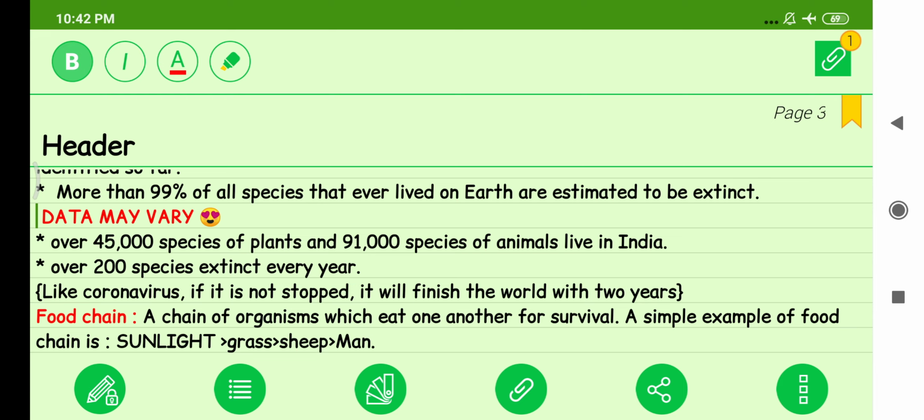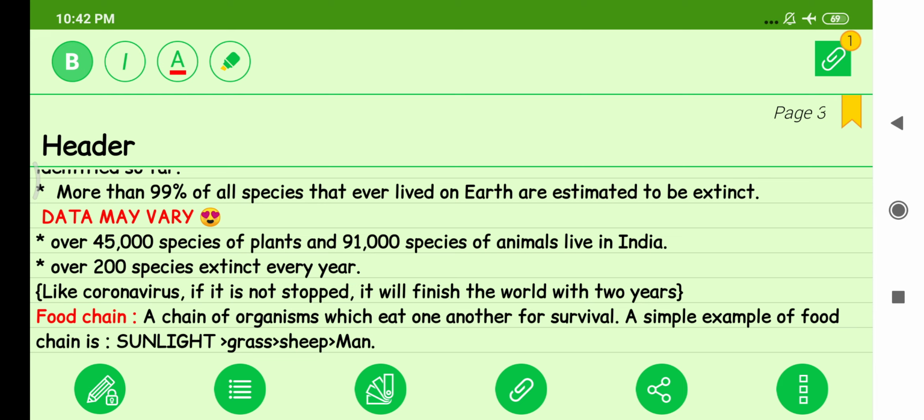This is what we have to dwell on, think on, that why species die. And they say over 200 species die every year. We human beings have to do something for it. And if species keep on dying, that means life on this planet will end one day. Like coronavirus, if it is not stopped, it will finish all of us within years, within less than 2 years.